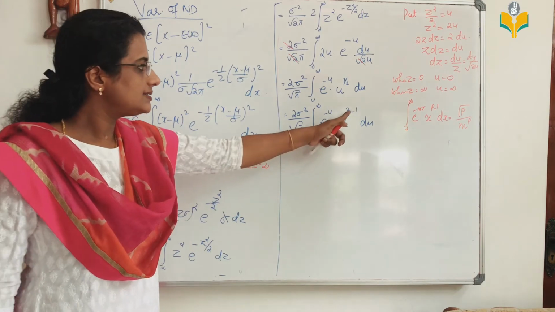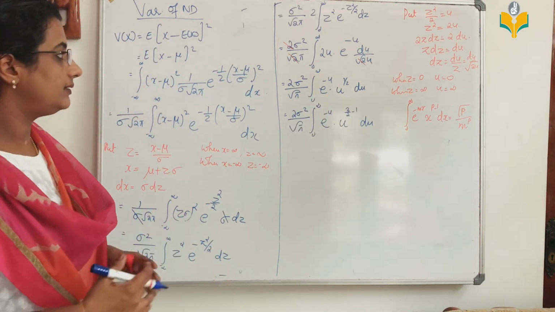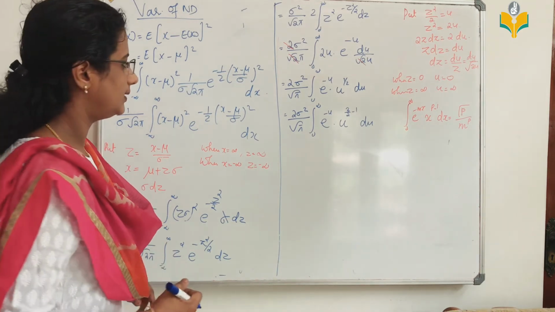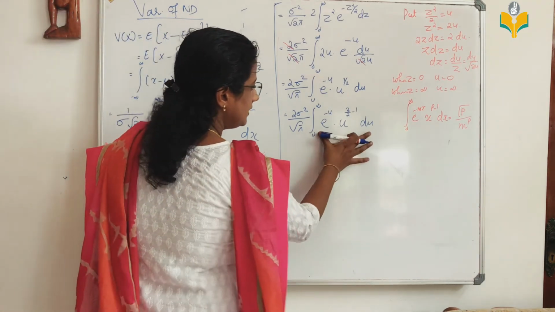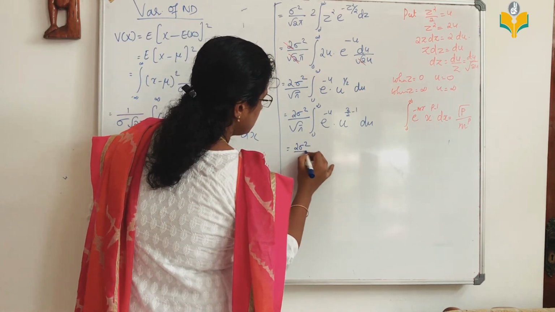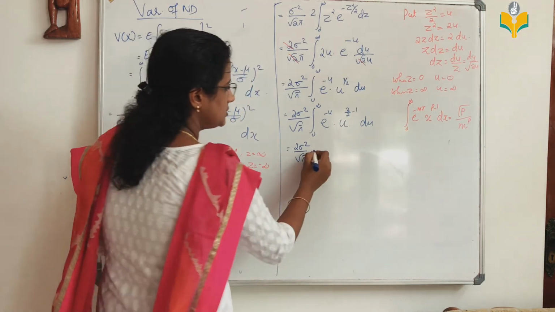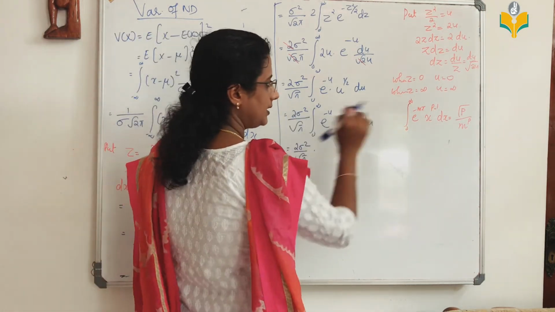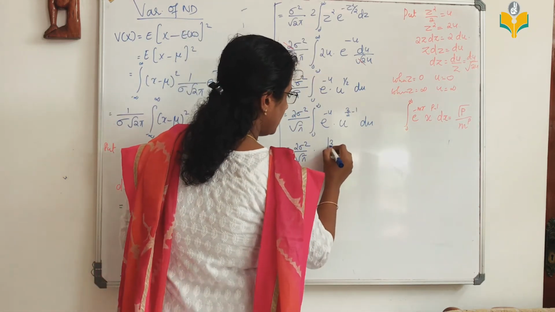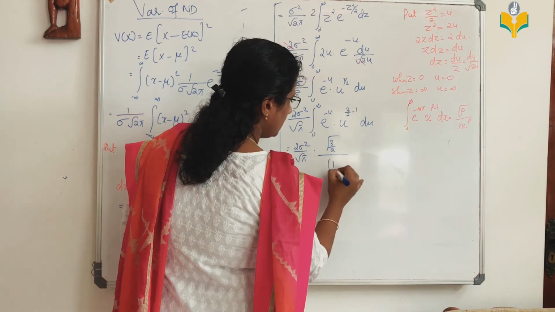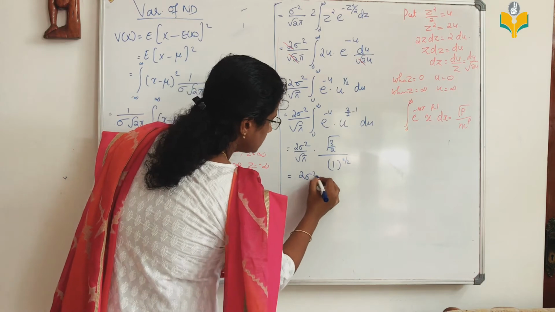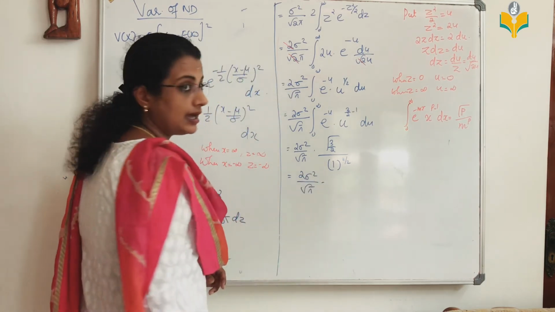Alright, 3 by 2 minus 1 is 1 by 2. So I will rearrange u raised to 1 by 2 as u raised to 3 by 2 minus 1. So this integral will become the gamma function. I can write this as 2 sigma square by root pi into, instead of p we have 3 by 2 here. The value of the gamma function is gamma p by m raised to p. So I can write gamma 3 by 2 into 1 raised to 3 by 2, equal to 2 sigma square by root pi into gamma 3 by 2.